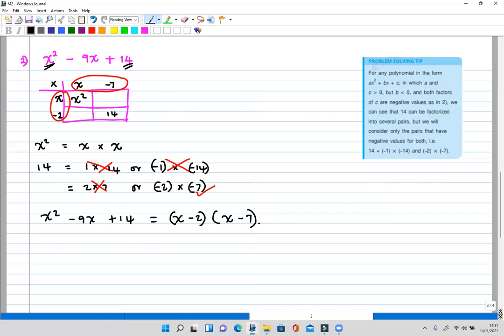Okay? We can see that 14 can be factorized into several pairs, but we will consider only pairs that have negative values for both this and this. But of course, we will finally take this because this gives us -9. Now, when you have got a negative here, and then this one is a positive, you only take negative and negative. Don't take positive ones. You will need negatives only. Okay.